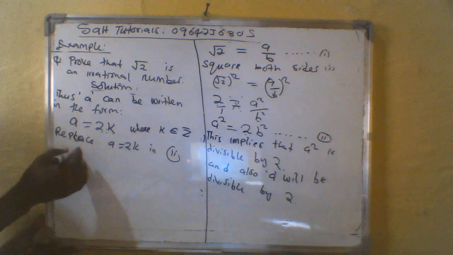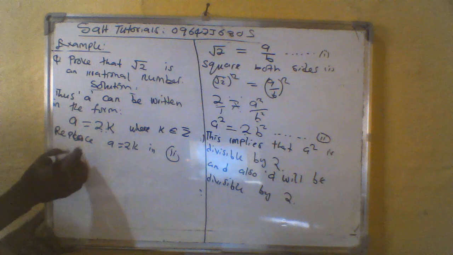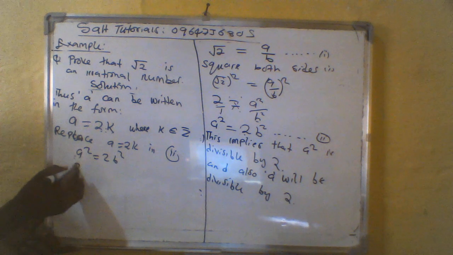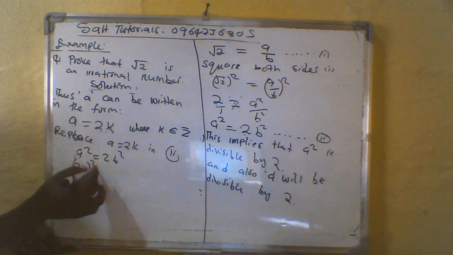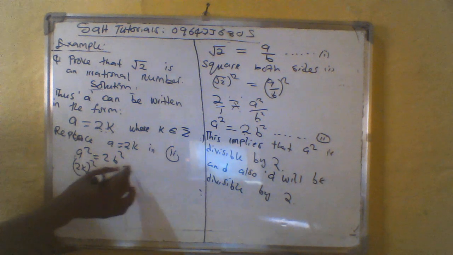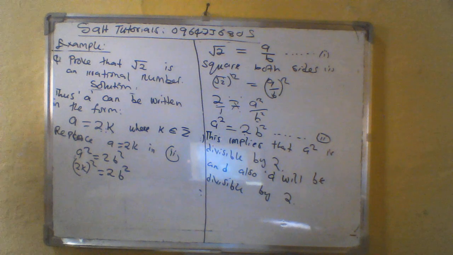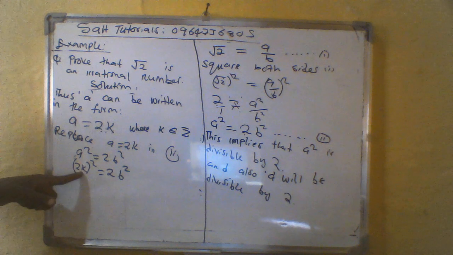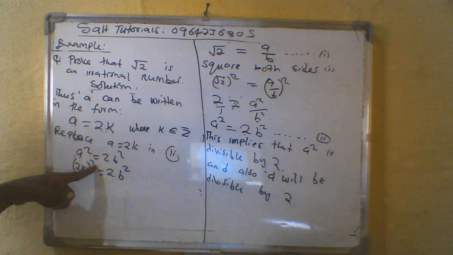So I'm now going to have, which was a squared equals 2b squared, where there is a, it is now (2k) squared equals 2b squared. This is what I'm going to have. Distribute the power. Since it's a product inside, this power is for 2 and this power is for k.